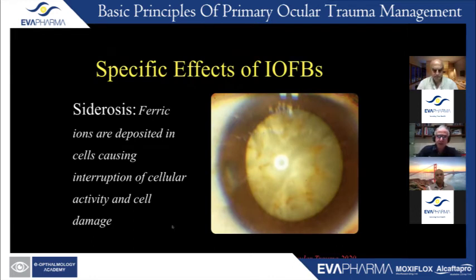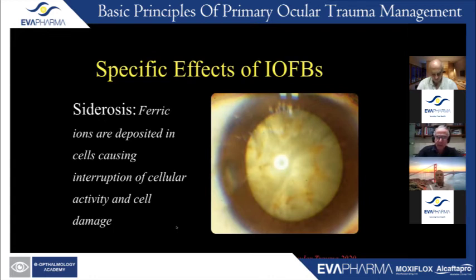Specific effects, we quickly go. Siderosis, you all know about siderosis, and this is nothing but a decomposition of the ferric ions of the iron intraocular foreign body, which is deposited in the cells, causing interruption of the cellular activity and cell damage.